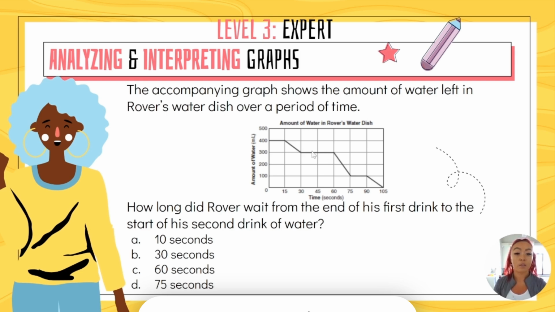So how long did he wait? How long was this interval right here? From 30 to 60 seconds is 30 seconds. So Rover waited 30 seconds from the end of his first drink to the start of his second drink.